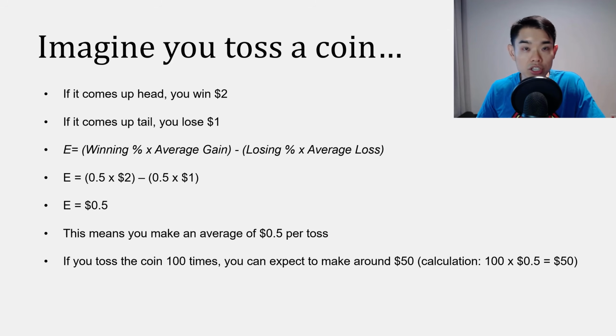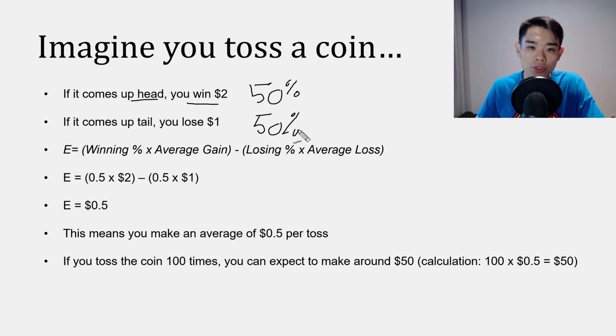Imagine you toss a coin. Every time it comes up heads, you win $2, right? And what are the odds of it coming up heads? 30%, right? Nah, just kidding. It's 50%. If you toss a coin, you know that 50% of the time it's going to come up heads. Likewise, 50% of the time it's going to come up tails. So now with these numbers, you can plug into the formula I shared earlier. This will be 50% winning rate, average gain is $2, 50% is your losing rate, and your average loss is $1.